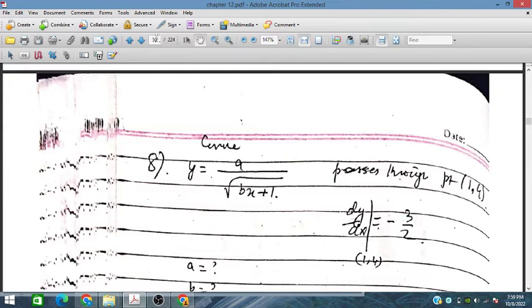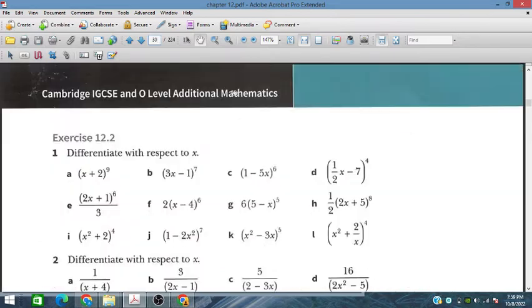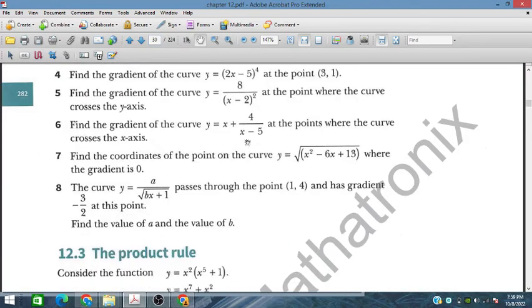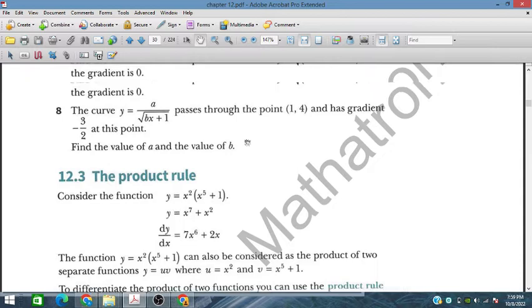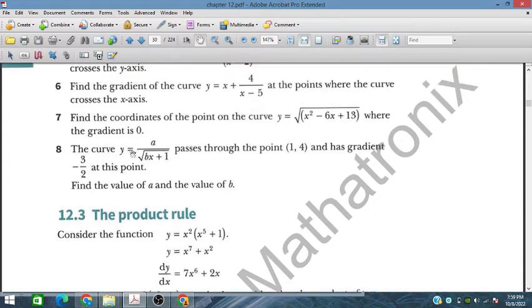Similarly, for problem number 8, we have a curve passing through this point and having a gradient of this at this point. Passing through this point, we have to find the values of a and b.